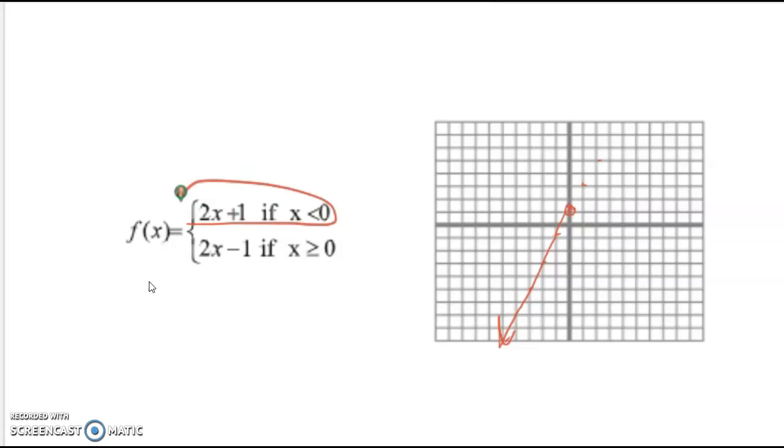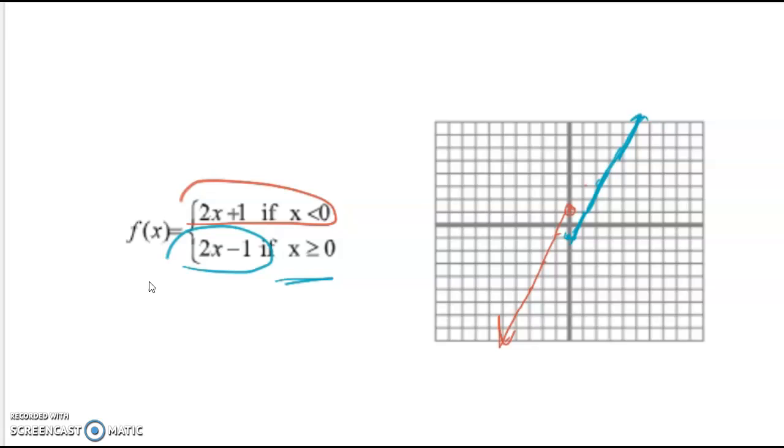For the next part of my function, I'm following the line 2x minus 1. So that would be starting at negative 1, up 2 over 1, up 2 over 1, up 2 over 1, and so forth. And I'm doing that for all x's greater than or equal to 0. So at 0, I'm going to have a closed circle, and then I can follow my line to the right. Again, please use a ruler as you are doing these, especially for these lines, so that they are nice and precise. But that is my function.